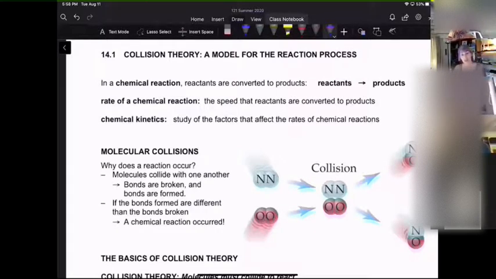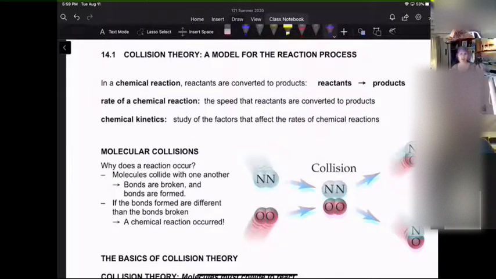Collisions are really important, and collisions have to have certain properties in order to move reactants toward products. So they have to have a collision that has enough energy that it can break the bonds that are supposed to break. So if you look at the reactant side and compare them to the product side, what has to happen there? We have to break some bonds and we have to form some bonds.